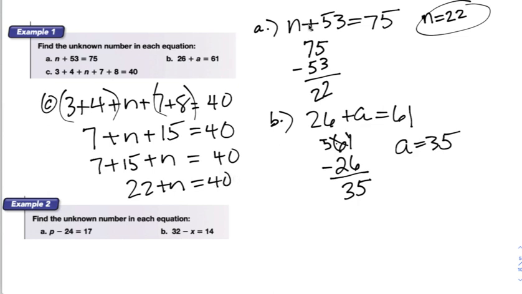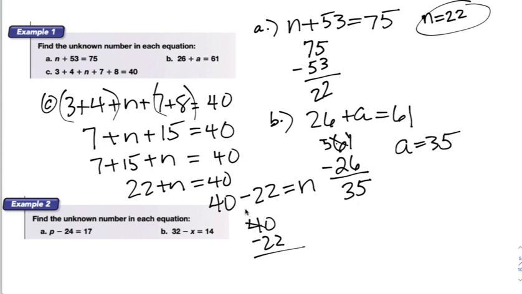Now this looks a lot like the other problems we worked on. Since we know we can undo this addition by doing the opposite, taking that 40 and subtracting 22 in order to figure out what n is, let's do that. So 40 minus 22 is going to end up giving me 18.